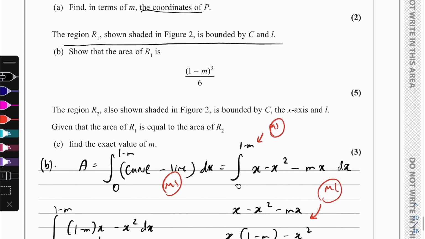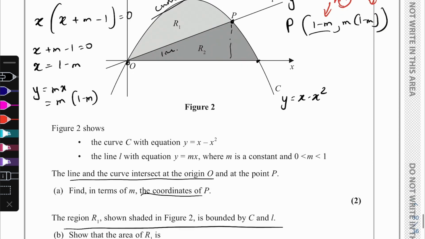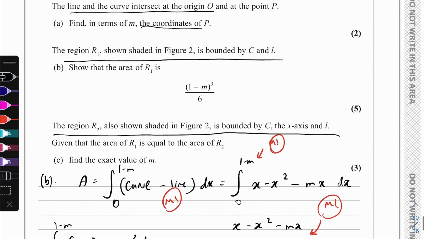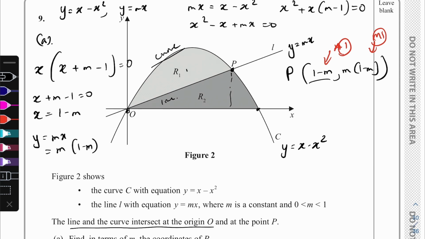Part C says what? It says region R2, also shown in figure 2, is bounded by C. So yeah, this R2 over here. Okay, got it. So it says given that the area of R1 is equal to R2, find the exact value of m. So we know this value, we know this value, and we can work out the entire curve value.